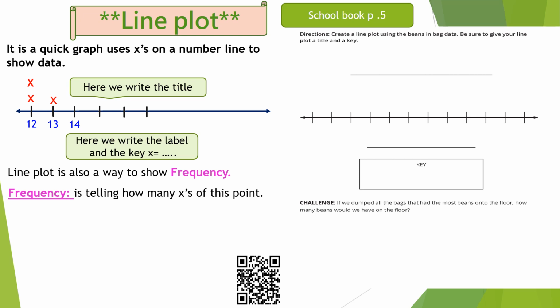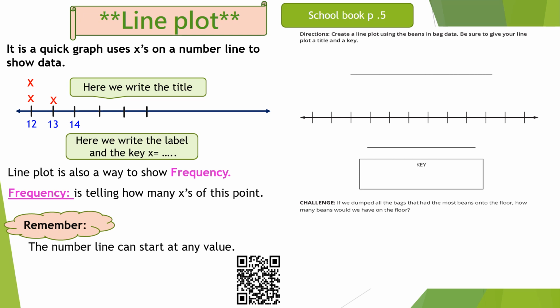So what is the frequency of 14? 0. We don't have any x's at 14. What is the frequency of 12? 2, because we have 2 x's at 12. And don't forget, as we said, the number line can start at any value.